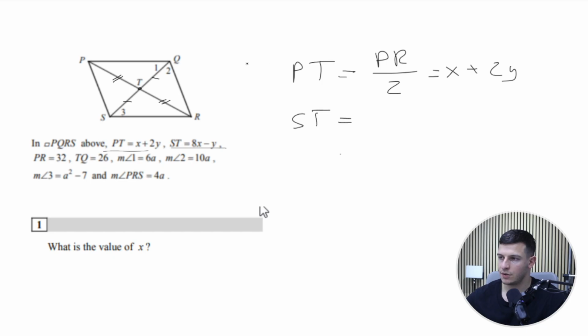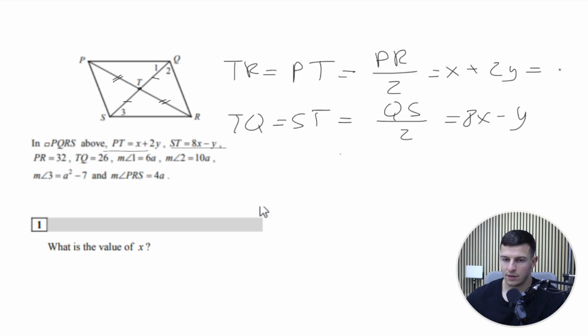Okay, fair enough. ST, again, what's ST? I could also write that PT is equal to TR. They're half pieces. And TQ is equal to ST, and that's equal to QS. I'm not sure if we're going to need it or not, but just so we know, it's 8x minus y. Now, PR is 32. Okay, that's good. Which means this is going to be equal to 32 divided by 2, which is 16.